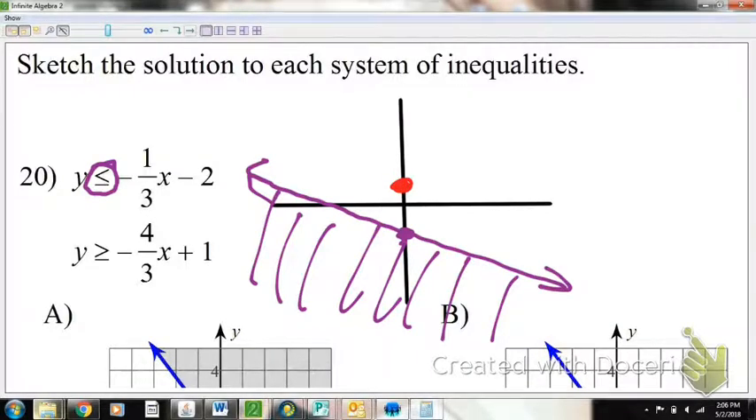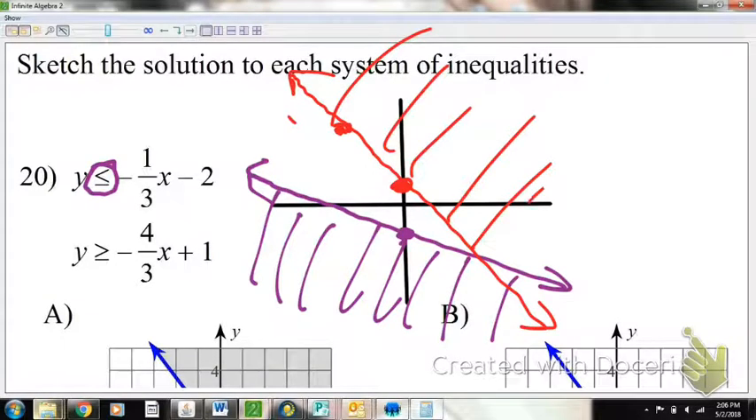Slope of negative 4/3, that's down 4 and right 3, so maybe something like that. It's a solid line also because we're shading above that line. All right, so if we're above this line, our overlap is going to end up being in this little region here that's below one and above the other one. So I'm not sure which solution that is, but this little shaded region right here is below the purple line and above the red line.